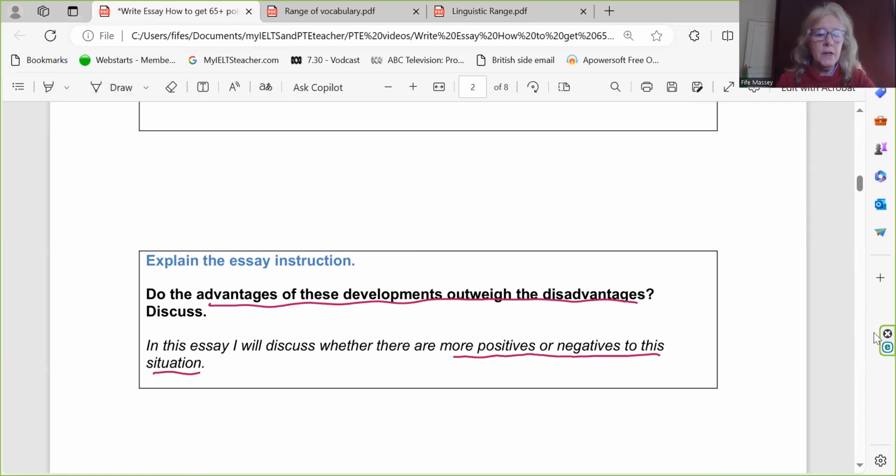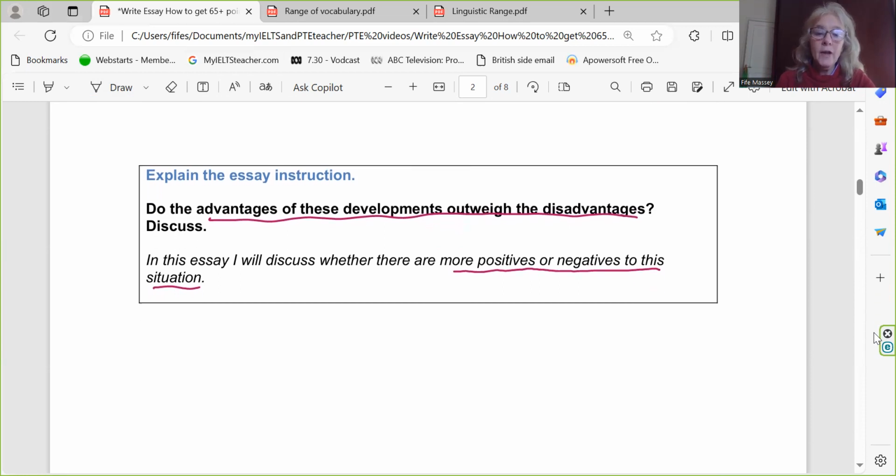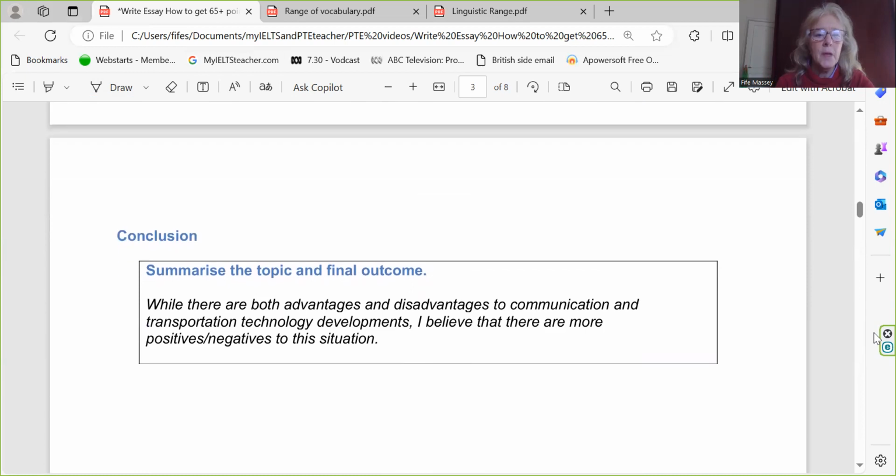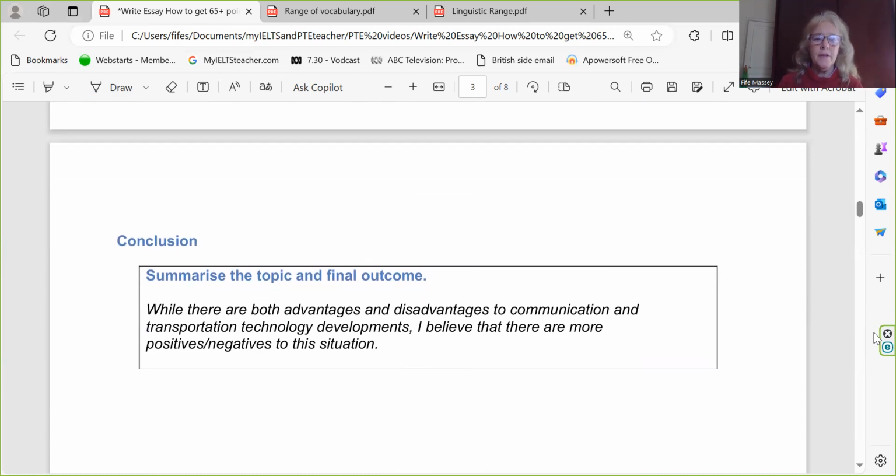All right, I've done my introduction paragraph. Why don't I do my concluding paragraph now? It's very simple. All I have to do is to say what I've done in my essay. I don't even have to give all the details from my content. I'm saying I've written about both the advantages and the disadvantages of this topic, and then I state whether I think there are more of one or the other.